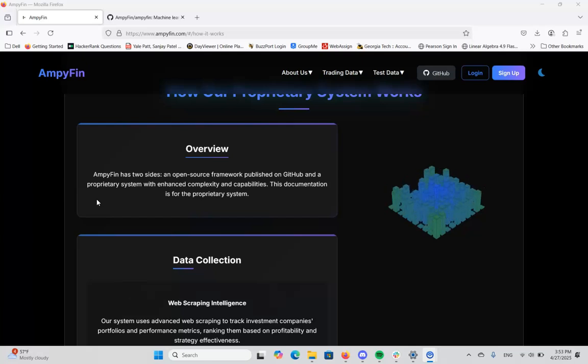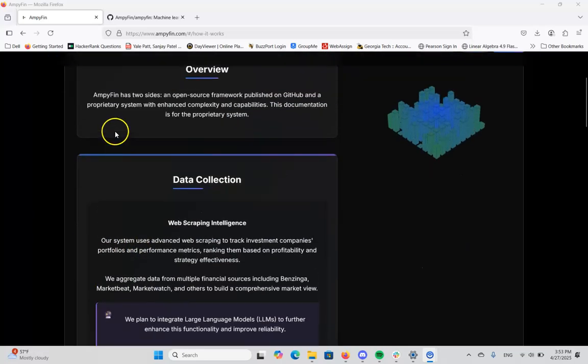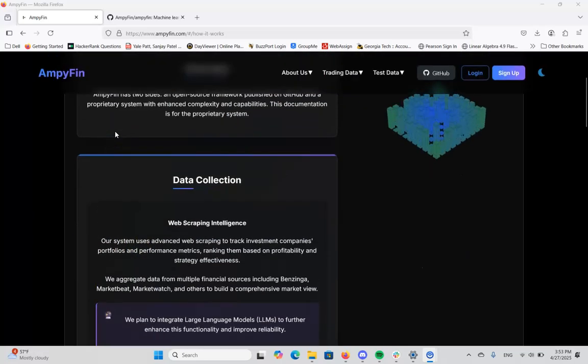We used to use Intrinio as well. The open source framework uses YFinance, and we are slowly transitioning to using IDKR. We also use, on the proprietary system, two specialized LLMs, one to collect analyst ratings and the other one to collect investment company portfolios to track their changes and portfolio value changes as well.